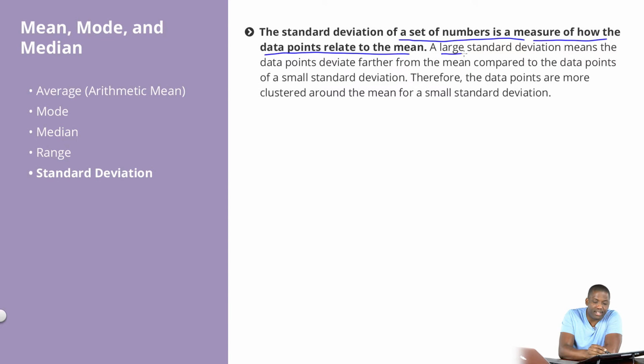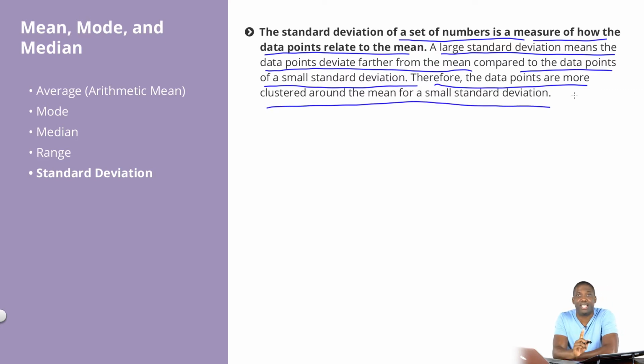A large standard deviation means that the data points deviate further from the mean. So large standard deviation means the data points are more spread out. They deviate more from the average, also known as the mean. Compared to the data points of a small standard deviation, therefore, the data points are more clustered around the mean for a small standard deviation. So, small standard deviation, points are more clustered. Larger standard deviation, they're more spread out.